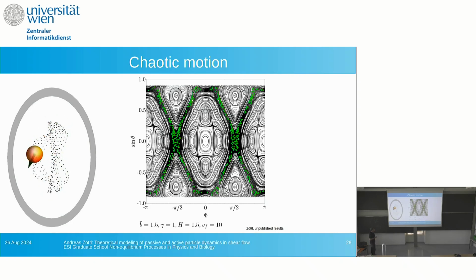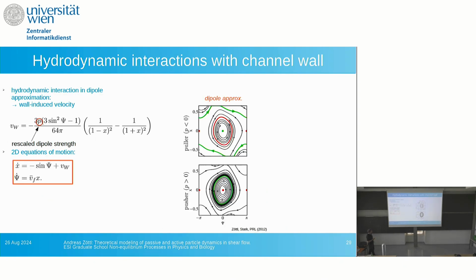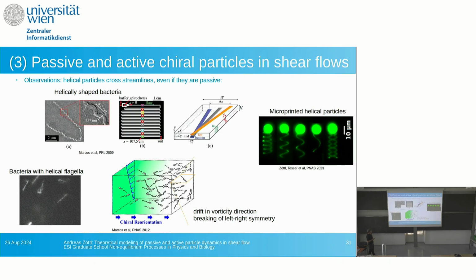Okay, but then this I will skip, because I still want to talk now about helical particles or chiral particles. Because so far we have only considered particles which are axisymmetric, and many particles in biology, but also now we have these microprinted helical particles. They are chiral, and they somehow break the axisymmetry. So they are not axisymmetric anymore.